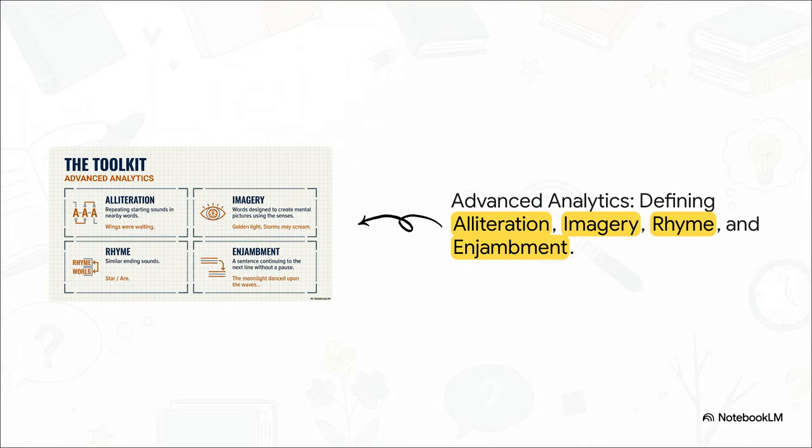Okay. Now for a few more tools for your kit. Alliteration is the repetition of the first sound in words, like wings were waiting. Imagery is language that creates a picture in your mind, like golden light. Rhyme is, of course, similar ending sounds, like star and far. And enjambment, that's just when a sentence continues from one line to the next without any punctuation.